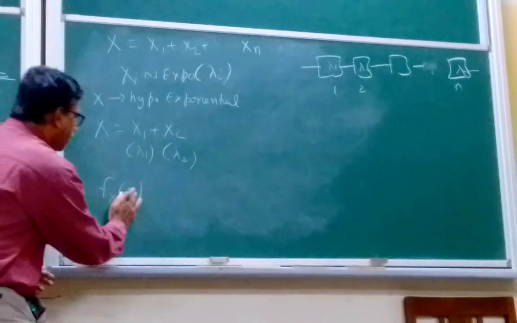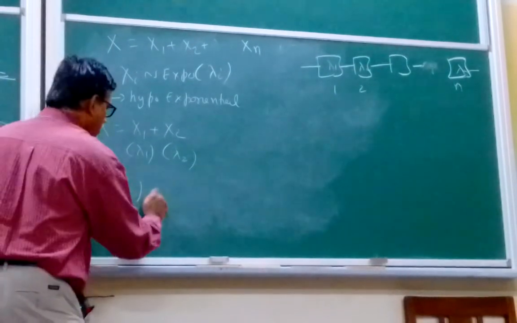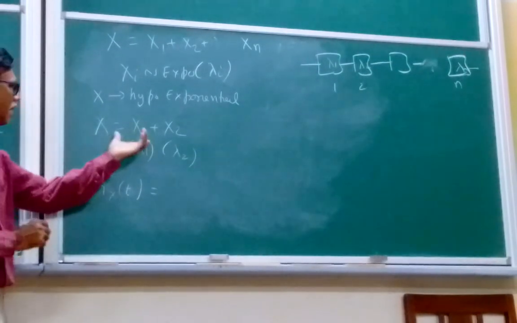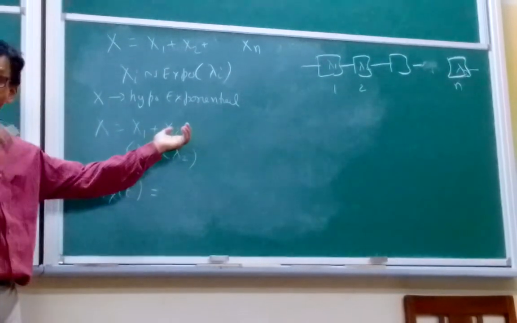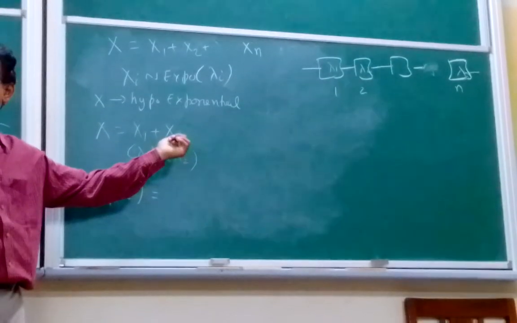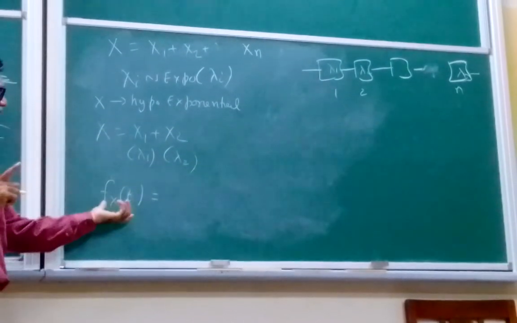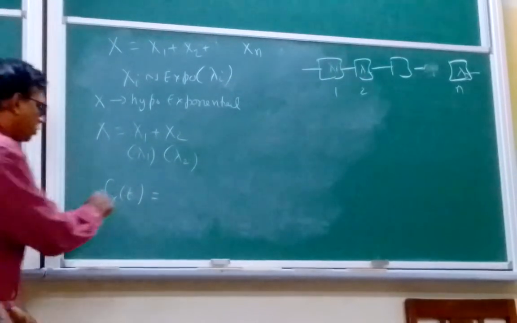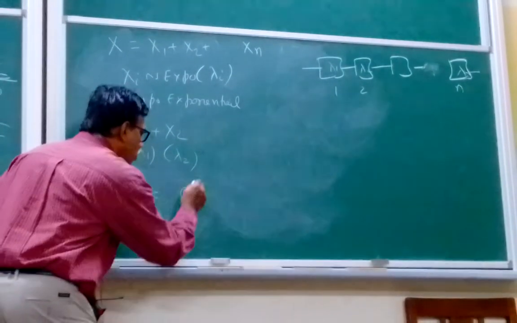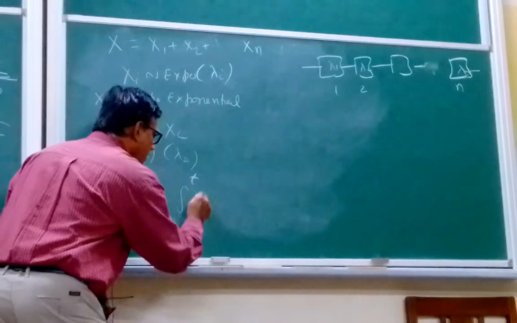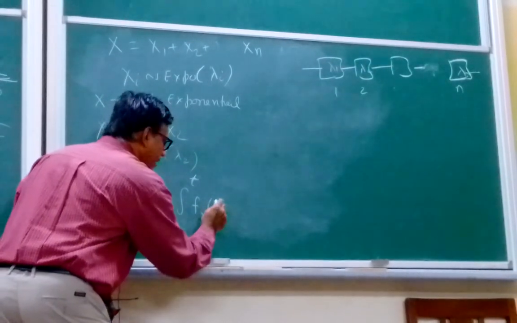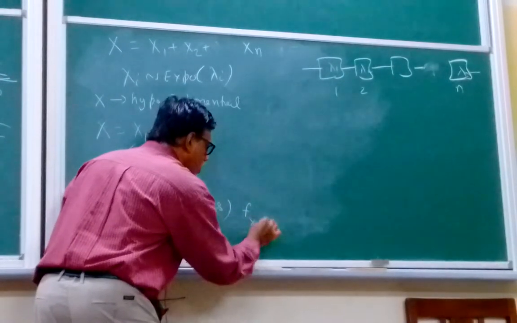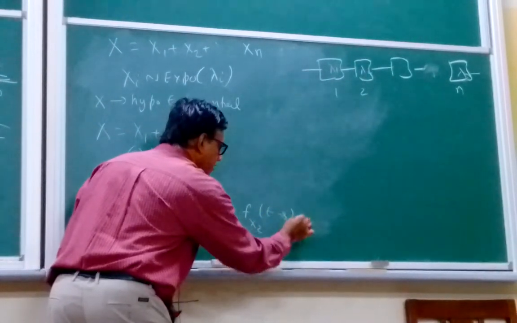I will call it t, fx of t. How do we find it? We will use the convolution. It is the sum of X1 and X2, and they are independent. The density function of the sum of two independent random variables is the convolution of the density functions. So that will be given by the integral from 0 to t of fX1 of s into fX2 of t minus s ds.